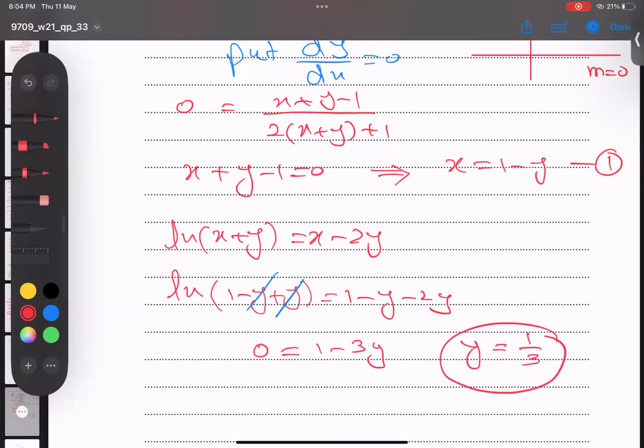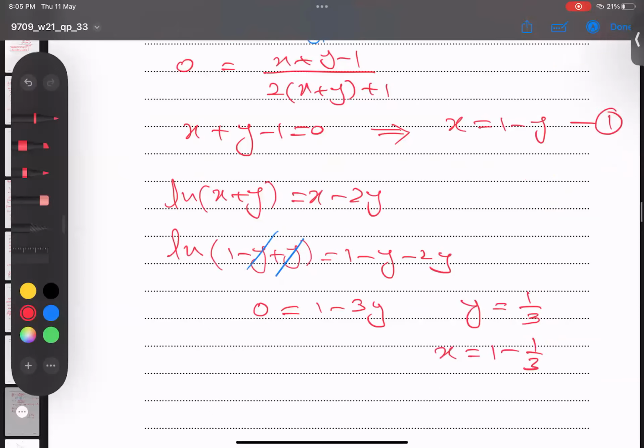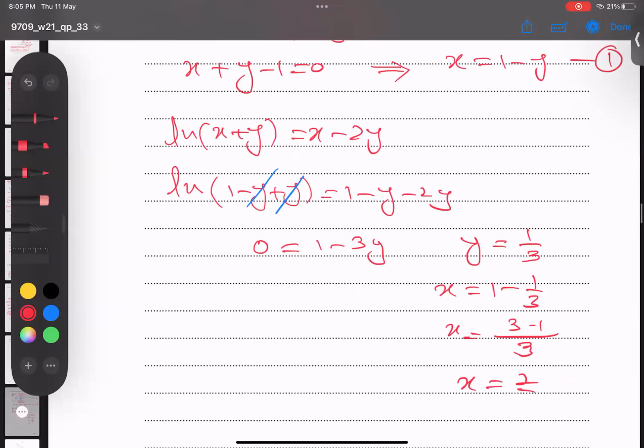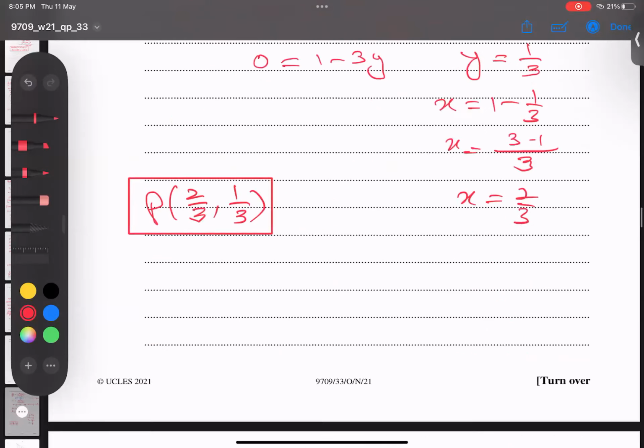Alhamdulillah Rabbil Alameen, this one got it. And this value I put in equation 1. So x is equal to 1 minus 1 over 3, LCM 3, and 3 minus 1, and ultimately I got 2 by 3. It means the point which I'm looking for: x is 2 by 3 and y is 1 by 3. I hope the point is very clear. And let's go for the next question.